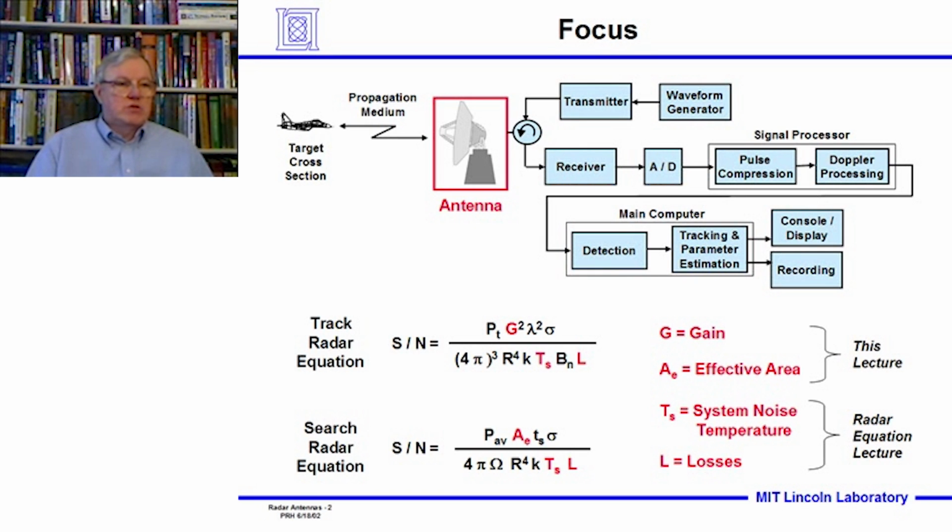You can see that in the search equation, the effective area of the antenna comes into play. They're very important properties. The system noise temperature and the losses that are connected with the antenna also come into play in the radar equation, and they were treated in the radar equation lecture, where we discussed those particular properties. But today we're going to focus on these properties which affect our radar performance in detail.